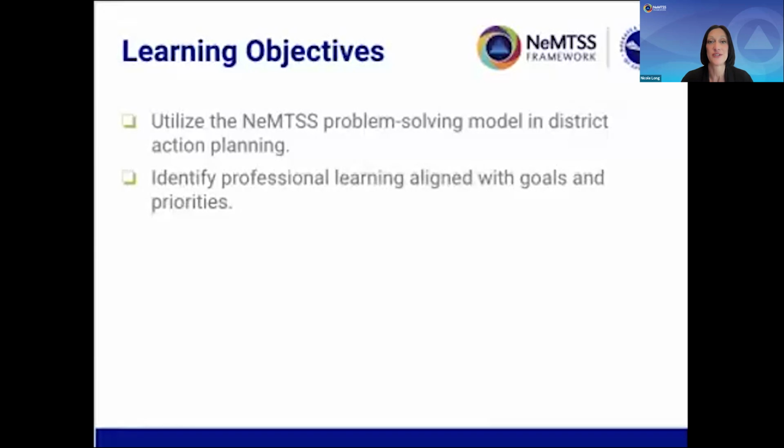We now move on to community and PK-12 district action planning using the problem-solving model. My name is Nicole Long, and for this chapter, we will focus on the following objectives as they relate to the PK-12 district action planning. We will demonstrate how to utilize the Nebraska MTSS problem-solving model in district action planning and identify professional learning aligned with the goals and priorities.